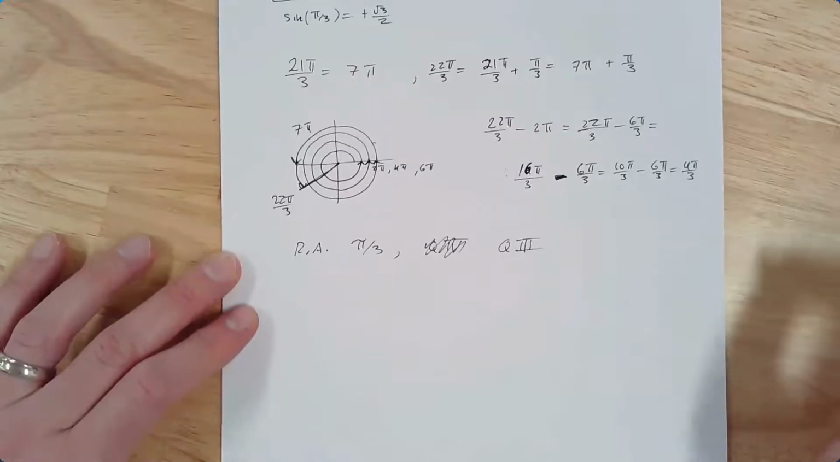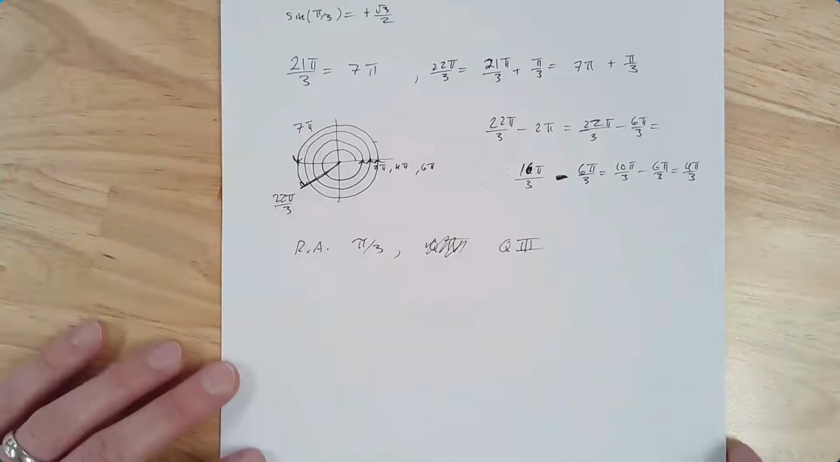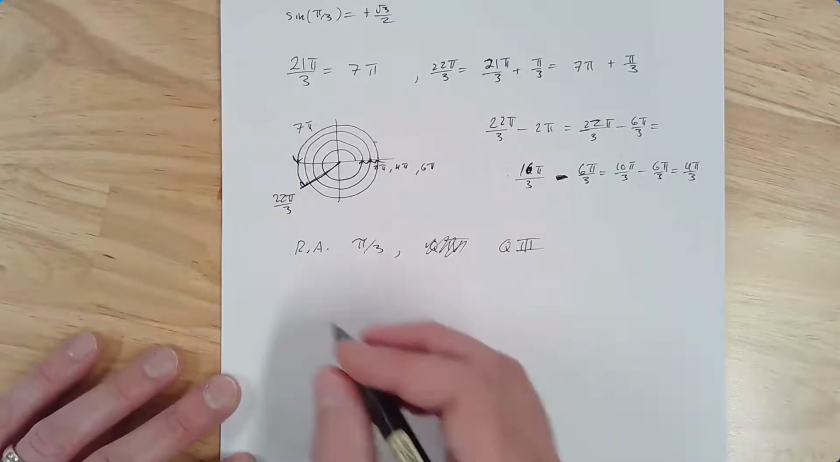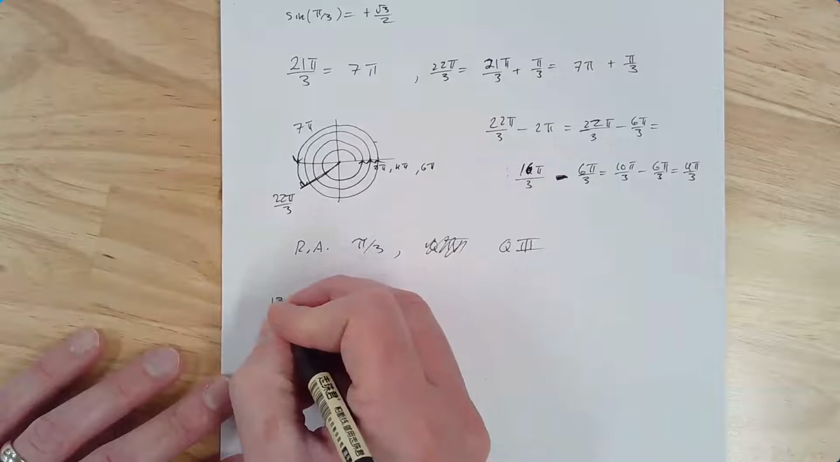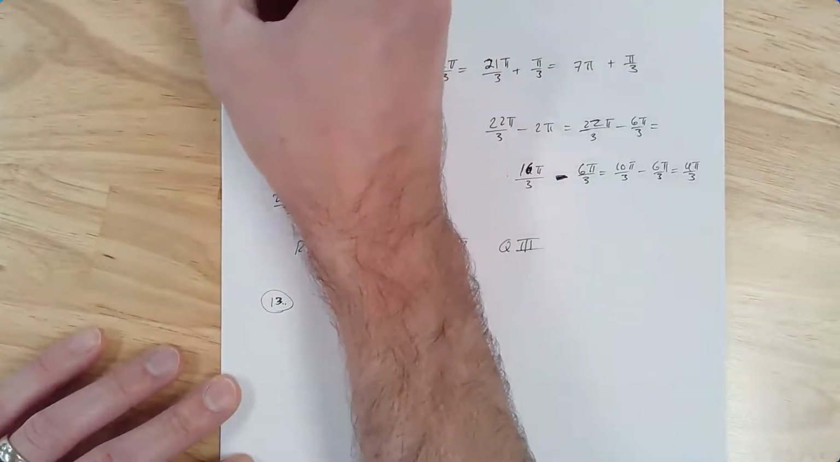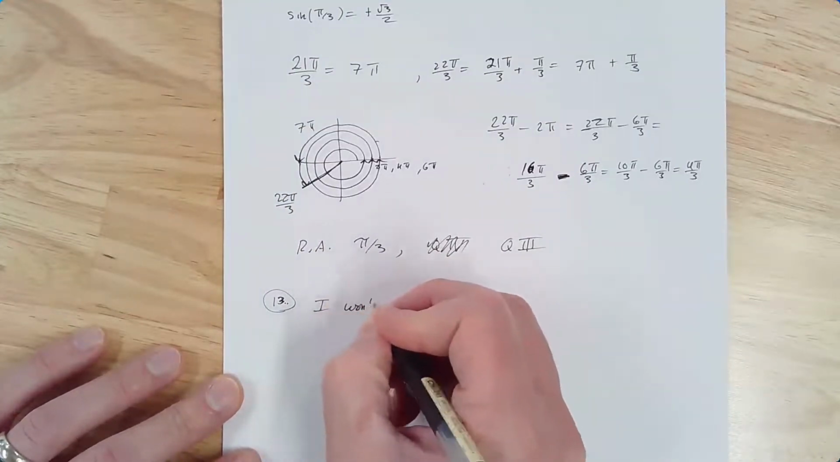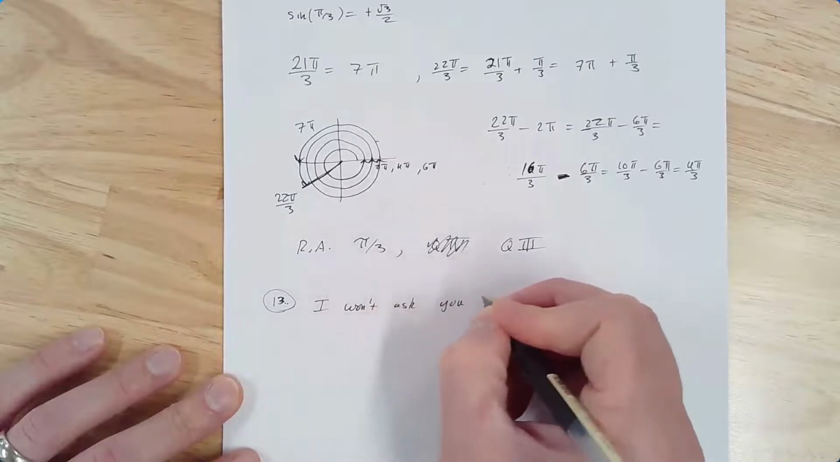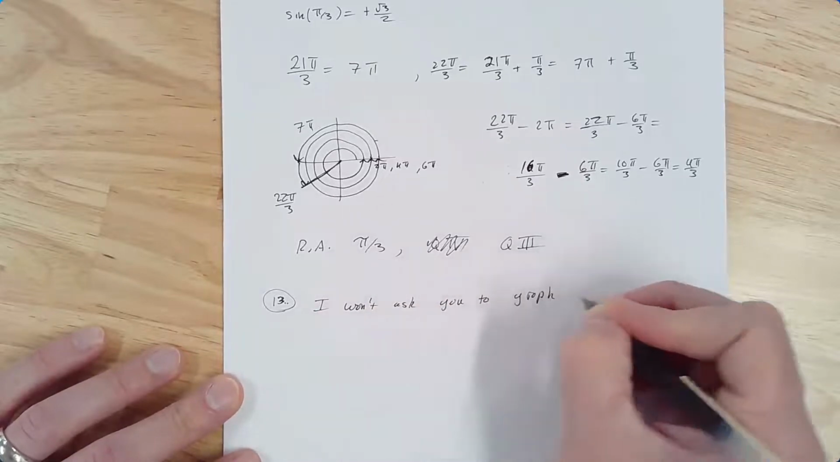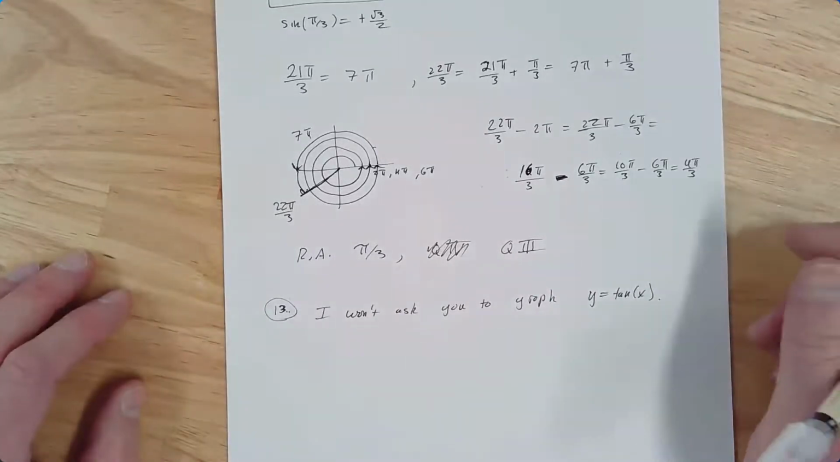Ooh, a graph. Let's give ourselves more room for a graph. I'm skipping 12 for just a second. This is 11, sorry. I'm not going to ask you to graph tangents. You should be able to graph tangents, but that's not what we're going to focus on. So just an FYI, I won't ask you to graph tangents. Let's look at 12.